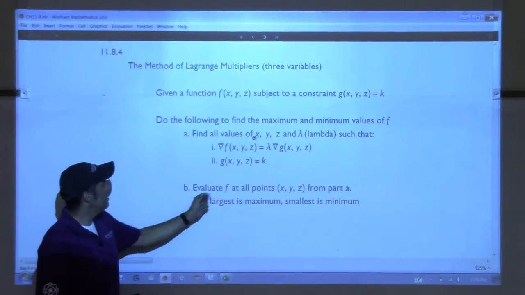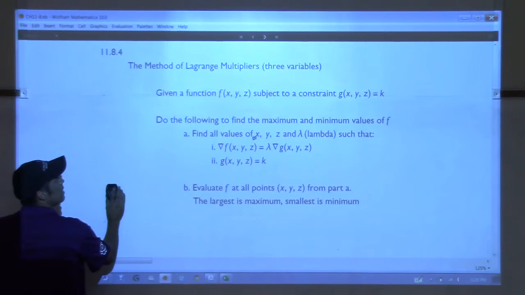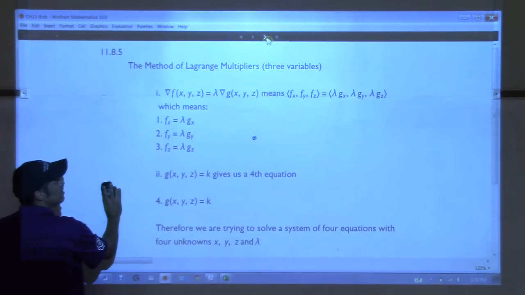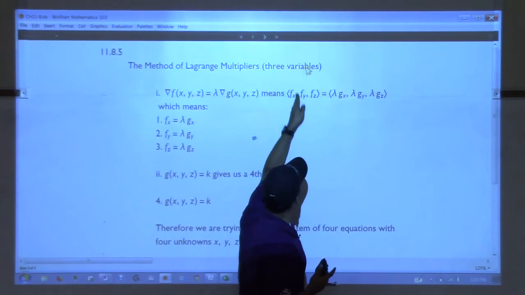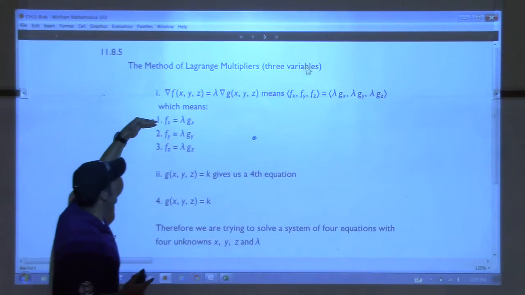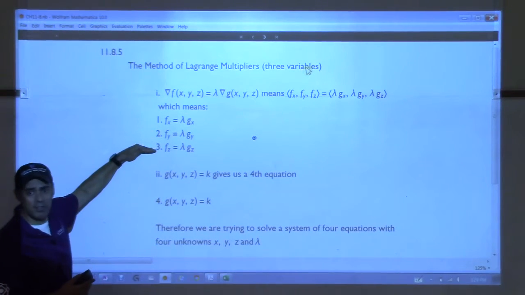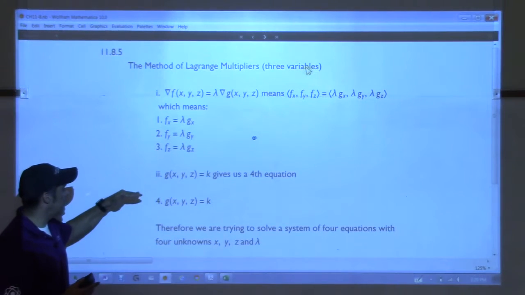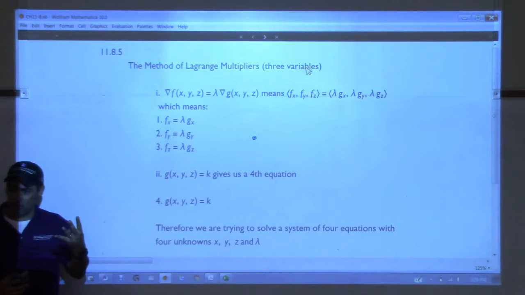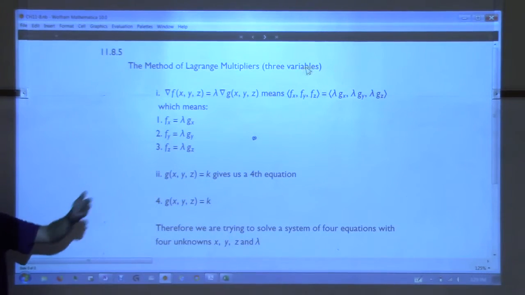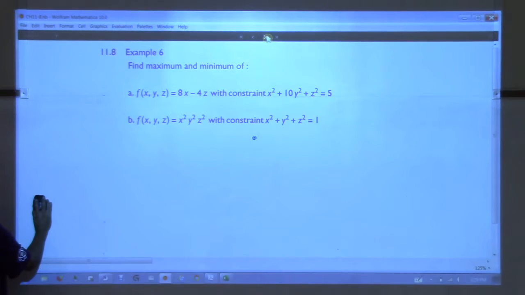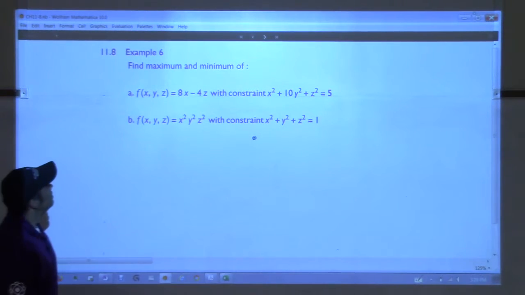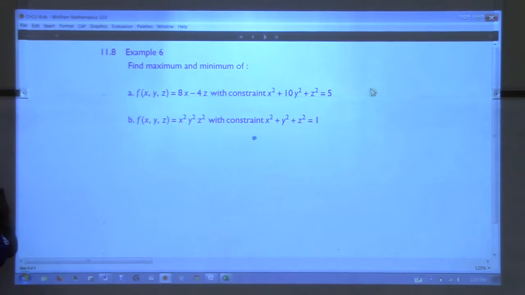The difference now is that when you set the gradients equal to one another, you have three components to those vectors. Gradient of f is three components, gradient of g is three components, so you have to set all these components equal. Now you have, just from the gradient part, three equations, and then the constraint gives us a fourth. But we also have four variables: x, y, z, and lambda. So more equations, more unknowns, nonlinear. That's life, right? Let's do part A first.